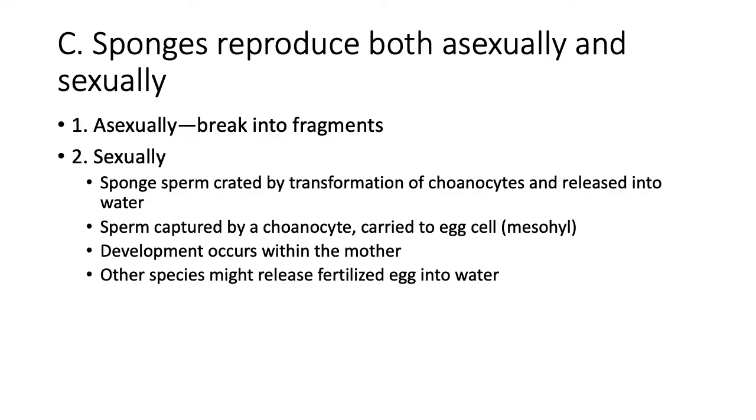In some species, that development will occur within the mother. In other species, it might release the fertilized egg, and then the sponge sperm might find that egg in the water and fertilize it there. So a couple different ways that sponges can reproduce sexually, but just know that they can do both. And that does it for the parazoas, before animals: sponges.